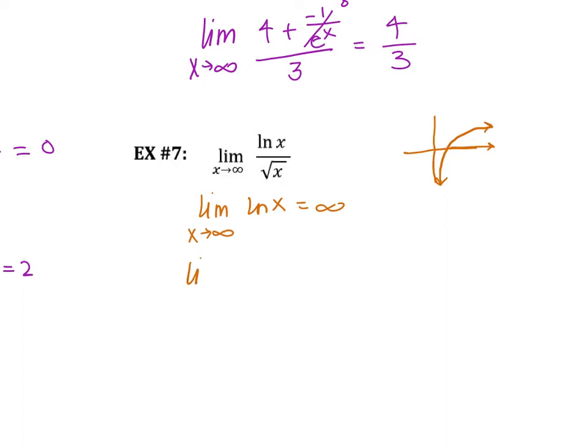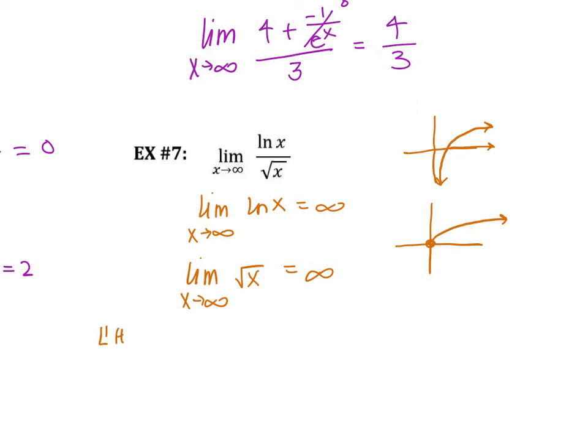The next one, the limit as x approaches infinity of the denominator, the square root of x, kind of in the same boat here. Think about the graph of the square root of x. It's going to be here, and we're heading out towards infinity. So again, in behavior there, we're heading toward infinity. So now we've got a situation for L'Hopital's rule.